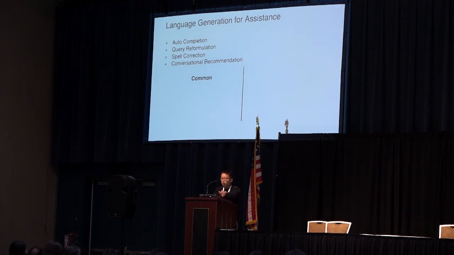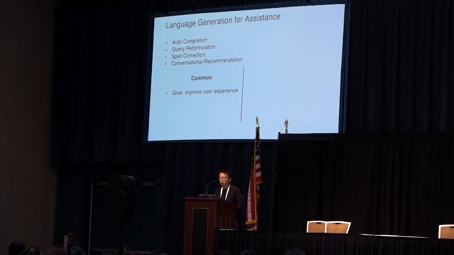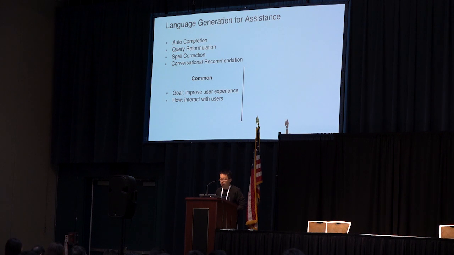We can look at the common part of these four tasks. Different from the query understanding and ranking, the language generation for assistant components have an additional goal, that is to improve the user experience. For example, in the autocomplete, we want to save the user strokes. And in conversational recommendation, we will use conversation to get more information. And this is done by actively interacting with the users.